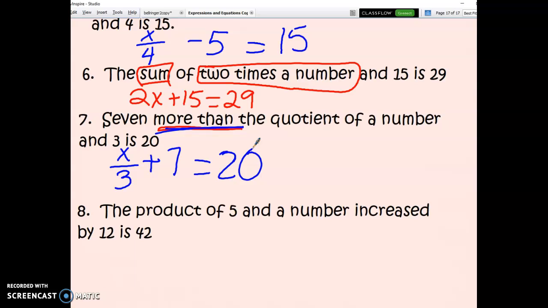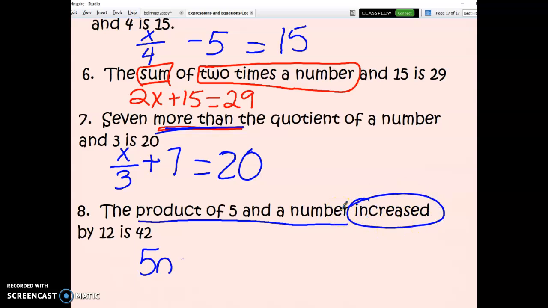All right, last one: the product of 5 and a number. Product means we're going to multiply. 5 and a number, we don't know that number, so we can call it n. I'll call it something different. It is being increased. Increase means we're adding 12, and it equals 42.